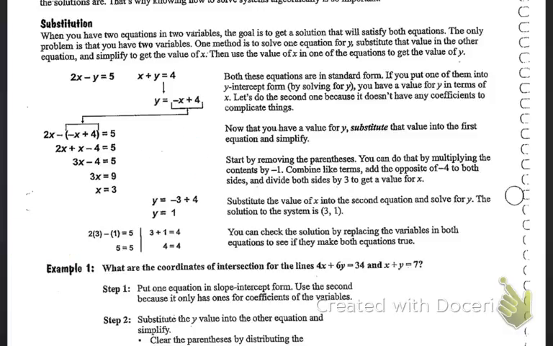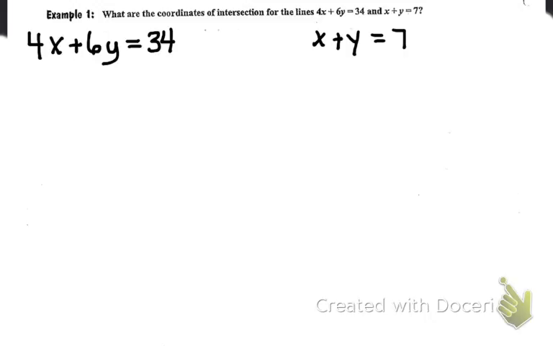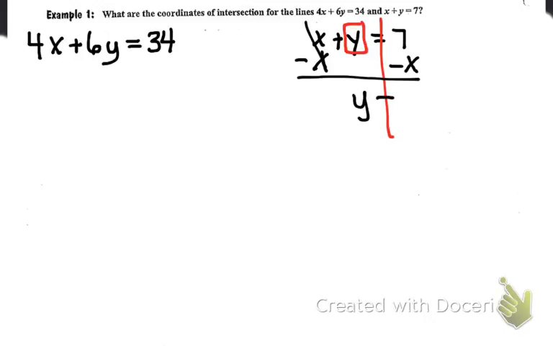Let's do example 1 together. In this example, we have 4x plus 6y equals 34 and x plus y equals 7. We want to choose one of these equations and solve for y. Let's do the second one because y is almost by itself. All we have to do is move the x. So for us to get y all by itself on one side of the equal sign, we need to move the x away from it, and we'll do so by subtracting x from both sides. When we subtract x from both sides, y will equal negative x plus 7. So we have this equation in slope-intercept form.